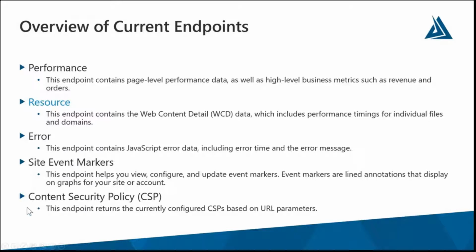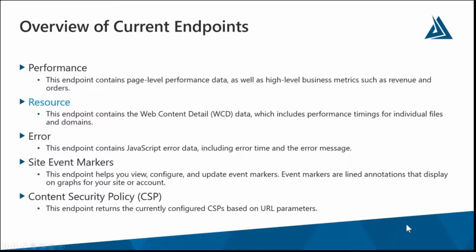All right, and then the content security policy endpoint is pretty straightforward. It allows you to retrieve the content security policies you've built in Blue Triangle, and you can pull them by version or by name, or you can pull them all at once. So that's an overview of everything the Blue Triangle API can do.